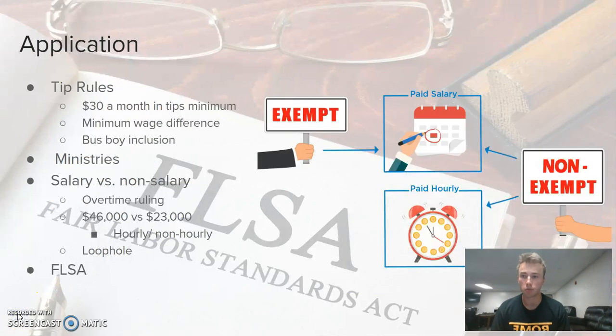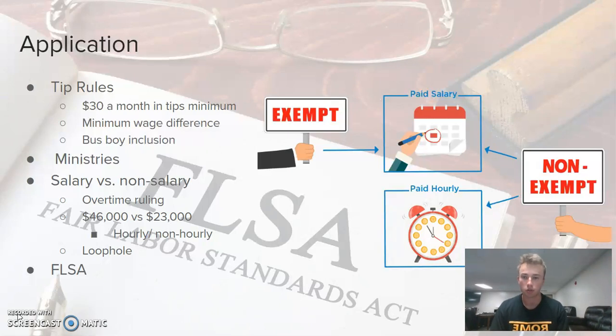As previously mentioned with application, there's tip rules that determine which way the FLSA is going to work at your place of employment. So you have to have $30 a month in tips minimum to be below the minimum wage required for the Fair Labor Standards Act. And like the minimum wage difference, I think is around $2, depending on what state you're in, because a lot of it is state driven.